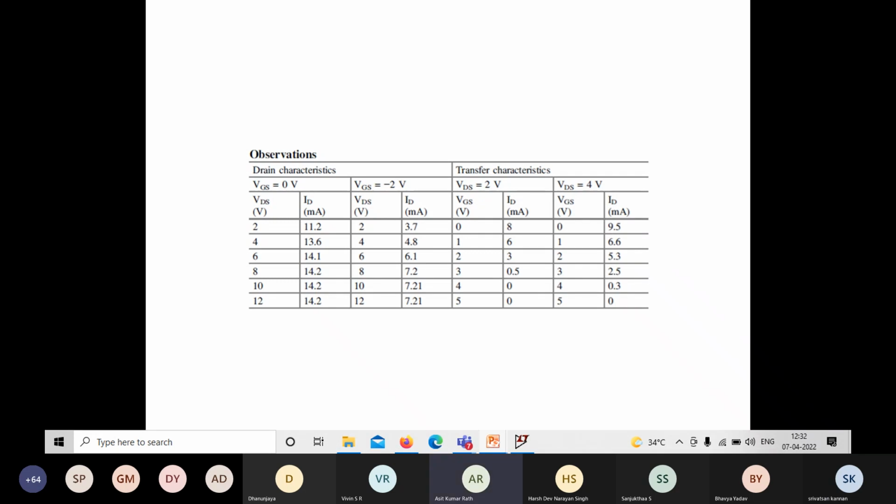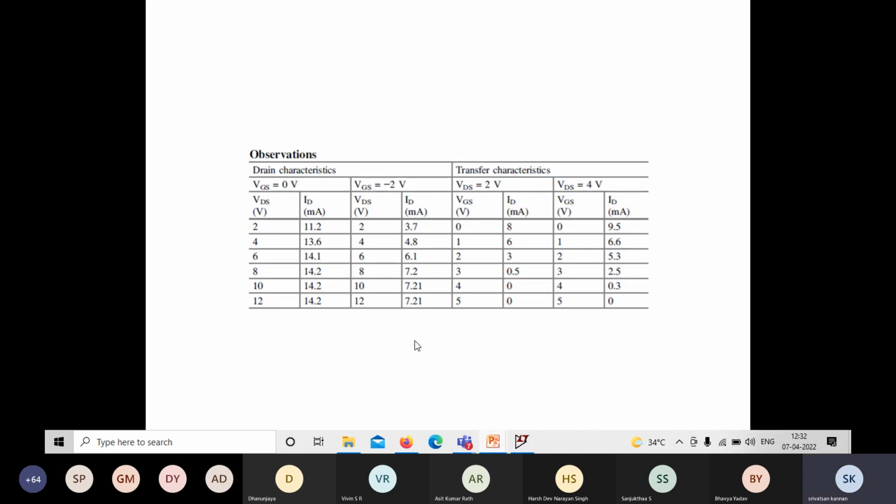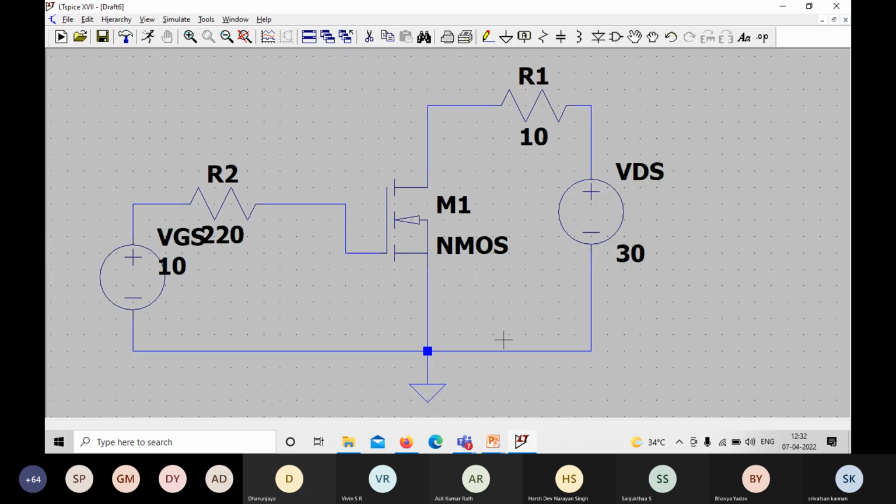So could you show all the values again, sir? The voltage and resistors. You want to see that? The values of the voltage and resistors. What do you want? I'm not getting it. In the circuit, the values that you have given for the resistors, can you show it once, sir? 220 ohm and 10 ohm.